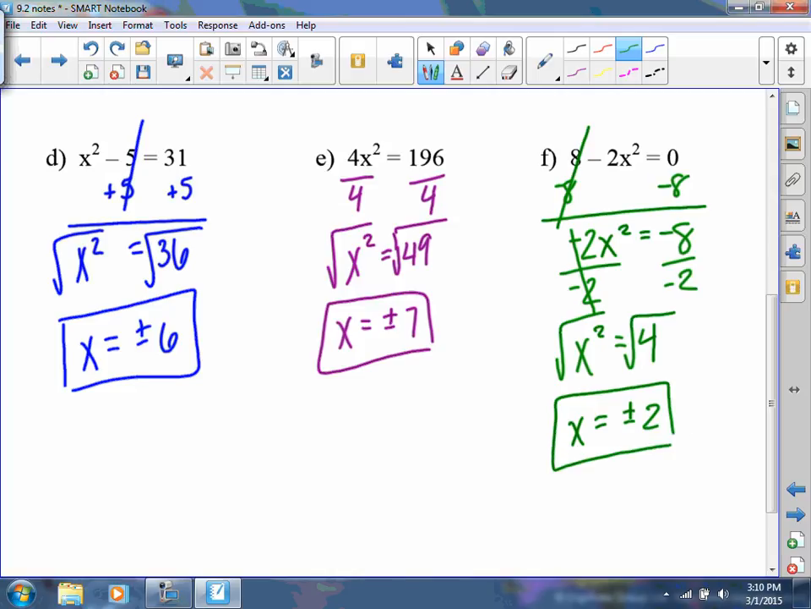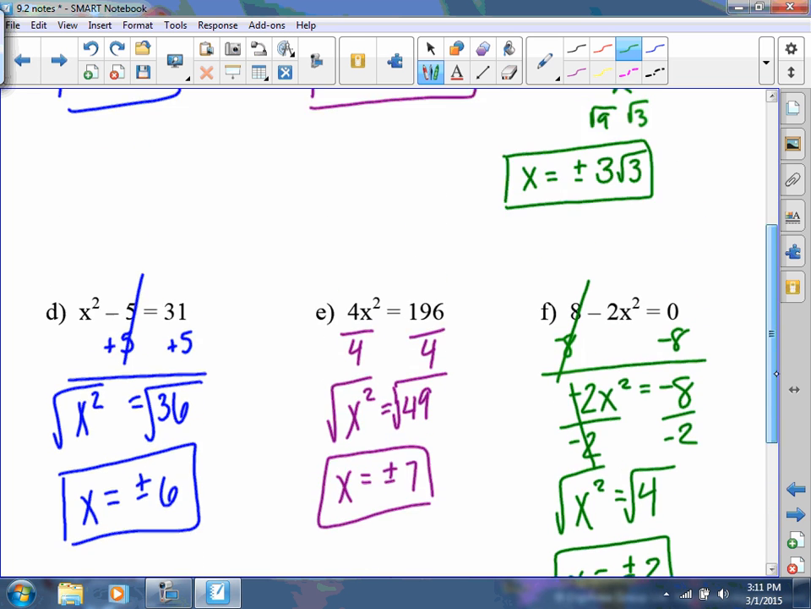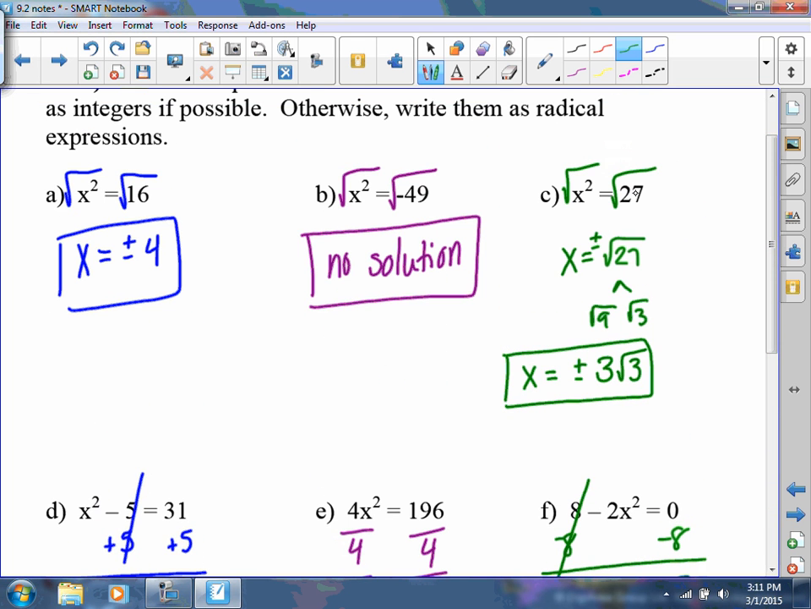Okay, so remember those rules for solving equations. You want to undo addition and subtraction. You want to undo multiplication and division. And then you take the square root of both sides. Put a plus or minus in front of your answer. If your answer is not a perfect square, you do want to simplify it. And if you get a negative number that you're trying to take the square root of, remember that's no solution.